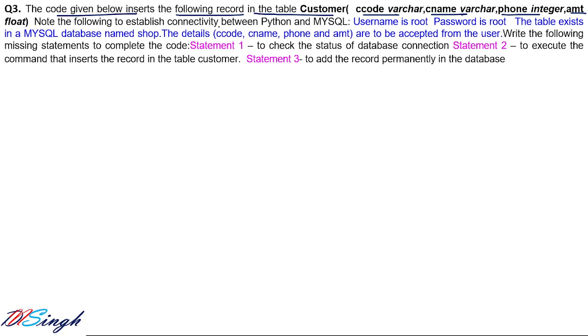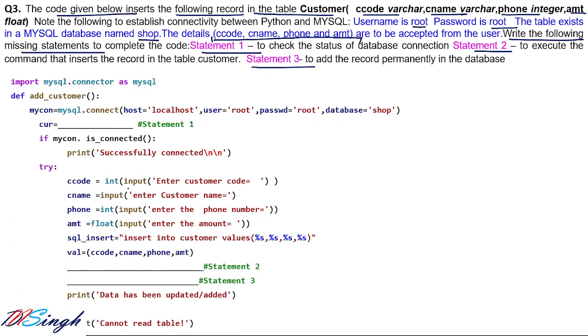Note the following to establish the connection. They have given the username as root, and the password is also root. The table exists in the MySQL database named SOP. So what is the database name? SOP. The details of our code will look like this: values are to be accepted from the user. Again, that should be read from the user in real time. Write the following missing statements to complete statement 1, statement 2, statement 3. Let us go ahead to the code and try to analyze that code.